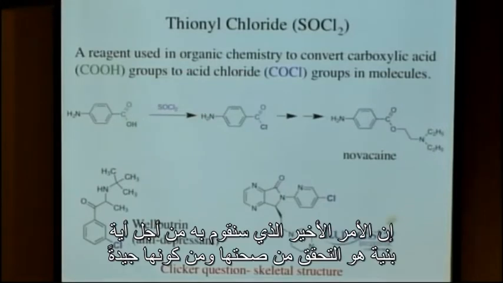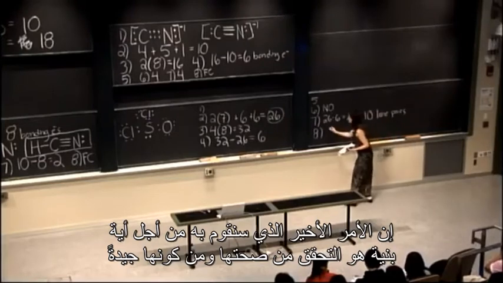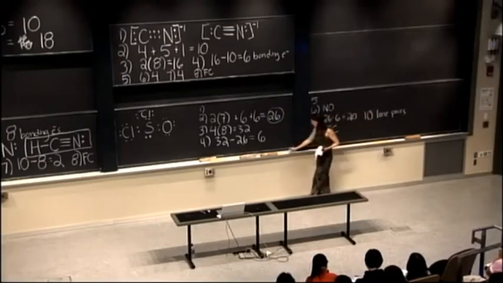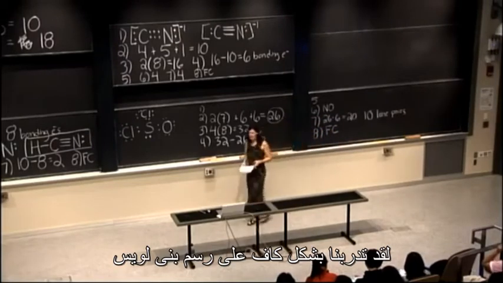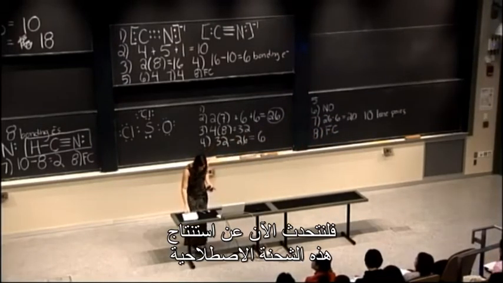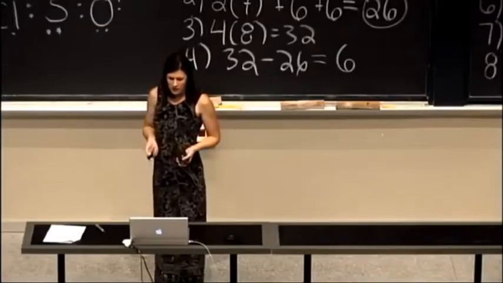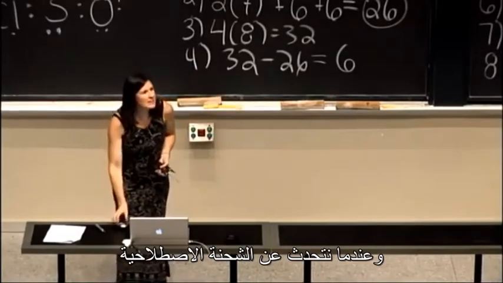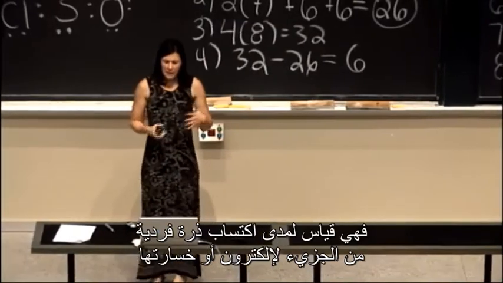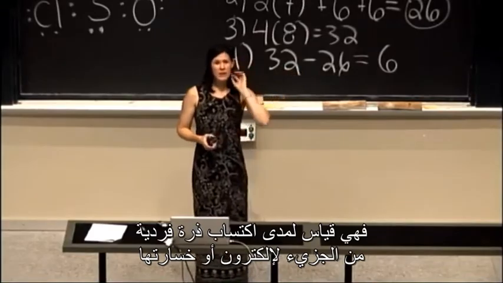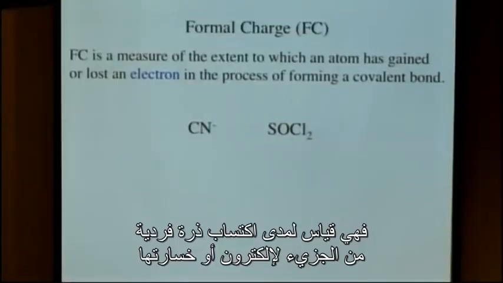And the last thing we do for any of our structures, to check them and figure out are these valid or not valid, are these good Lewis structures, is to check the formal charge. So now that we have enough practice drawing Lewis structures, let's talk about actually figuring out this formal charge. Formal charge is a measure of the extent to which an individual atom within your molecule has either gained or lost an electron.